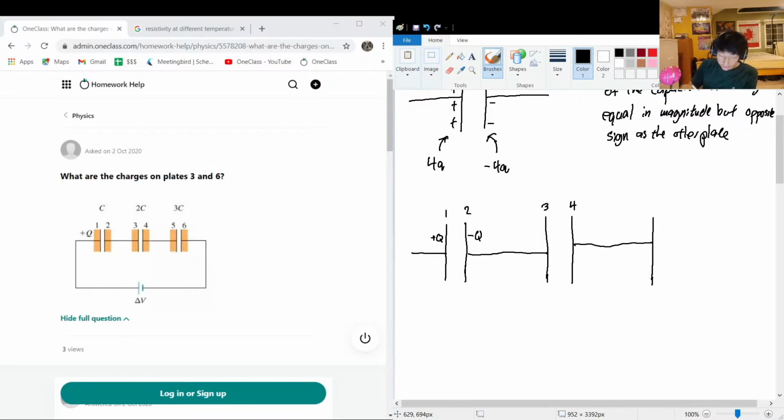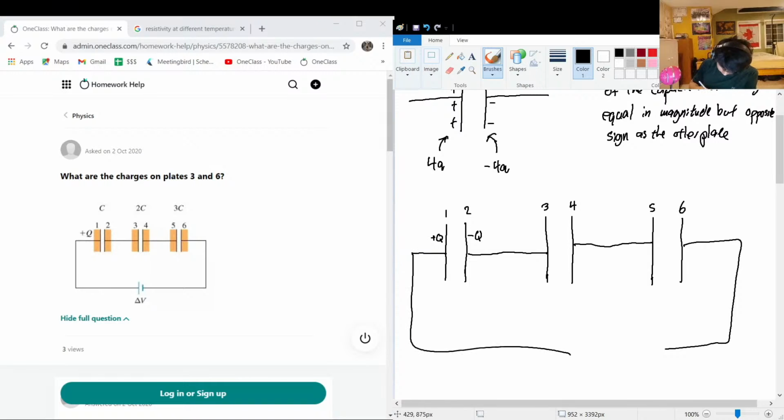This will be plate 5, plate 6, and I might as well just draw the whole circuit. So here we have the positive terminal, here we've got the negative terminal, and this is delta V.